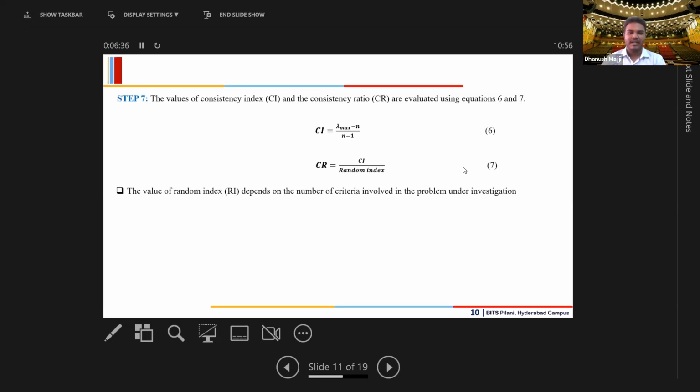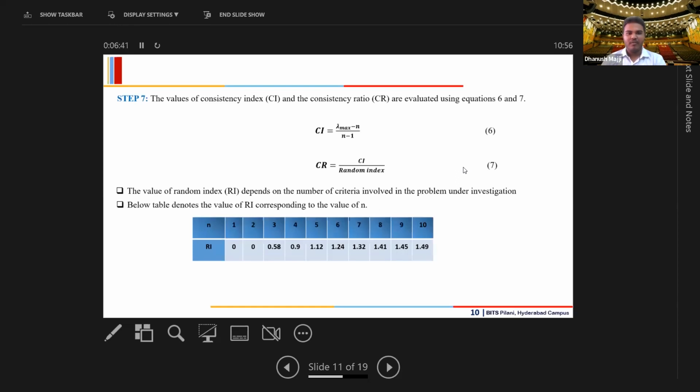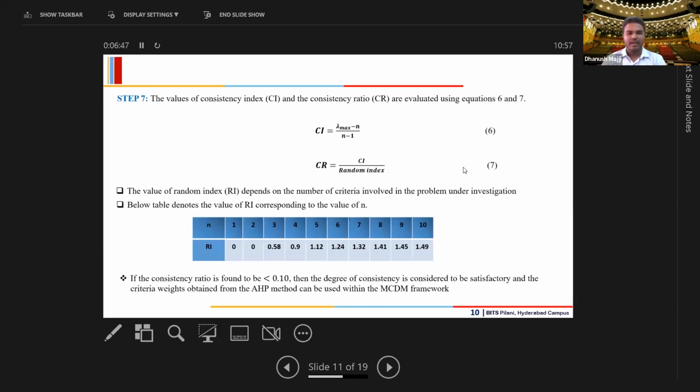So the value of random index depends on the number of criteria involved in the problem under investigation, which is determined with the help of this table, where n denotes the number of criteria. So if the consistency ratio is found to be less than 0.1, the degree of consistency is considered to be satisfactory, and the criteria weights obtained from the AHP method can be used within the MCDM framework.